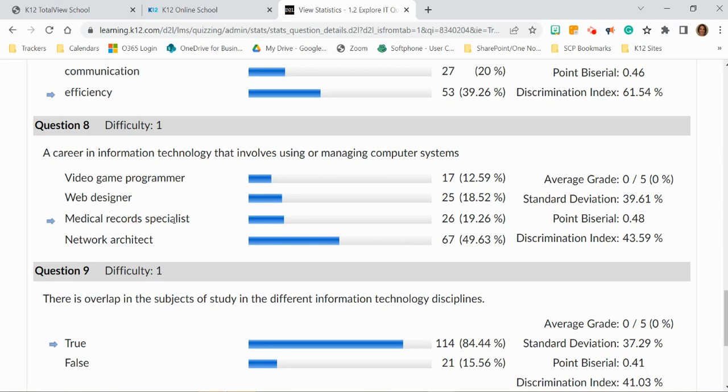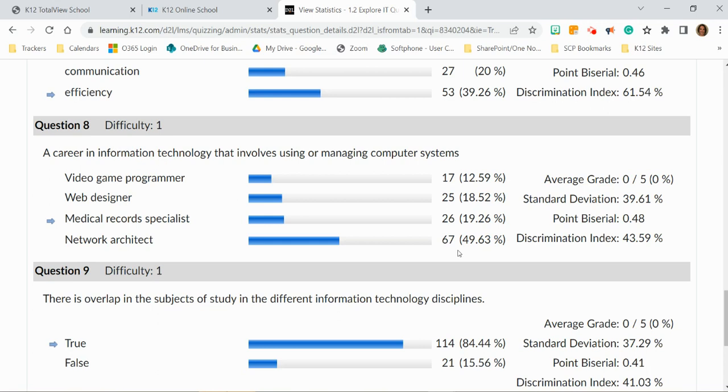So there would need to be some remediation here and going back and looking at those pathways and jobs that use or manage computer systems. That question would be something you could pop into a warm up the next time that you see your students after you've looked at this data and just say, hey, we're going to go back and take a quick peek at this, a quick review over these particular jobs and what they entail.